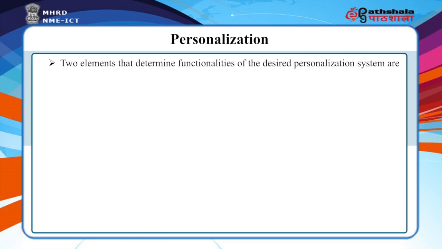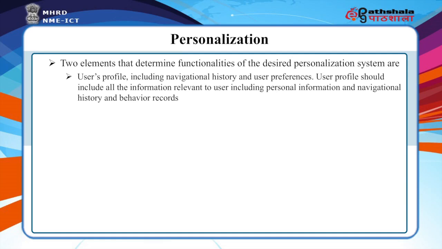Two elements that determine functionalities of the desired personalization system are user's profile, including navigational history, and user preferences. User profile should include all the information relevant to the users, including personal information and navigational history and behavior records. Also, the information collected from the navigational behavior of the digital library users.